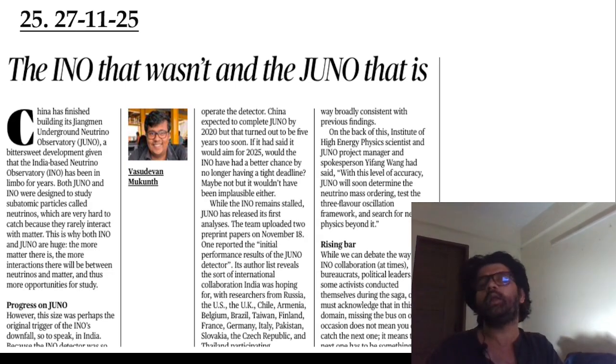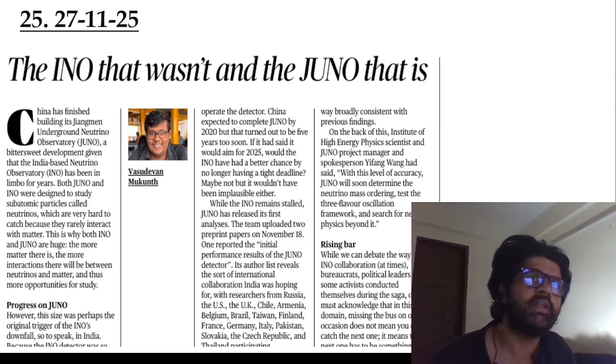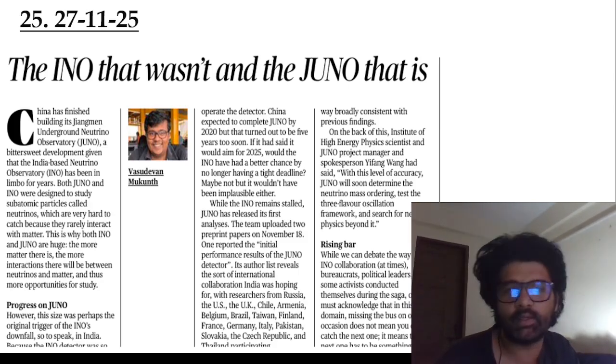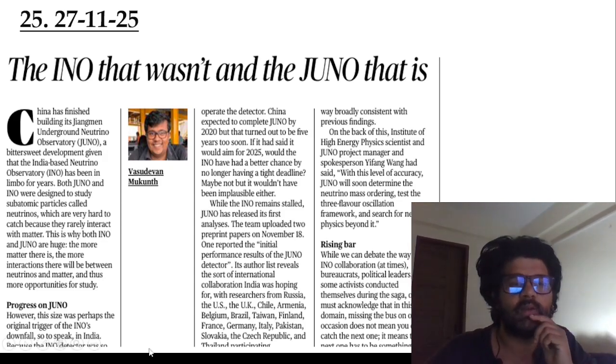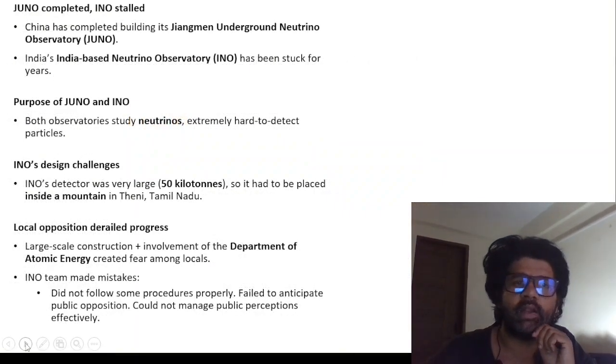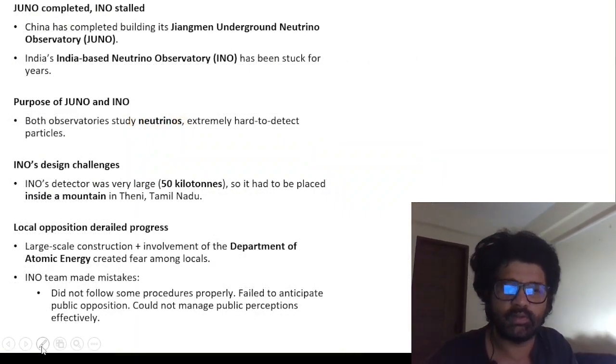So neutrinos, elementary particles, they will tell us a lot about the universe. That's why you want to study them. But they are very difficult to detect. So we were creating our neutrino observatory in Theni, Tamil Nadu, but that has not happened. On the other hand, China has gone ahead with their neutrino observatory. It's operationalized now inside a mountain.